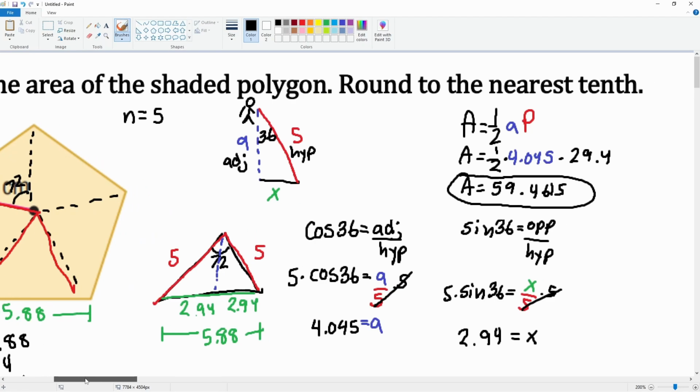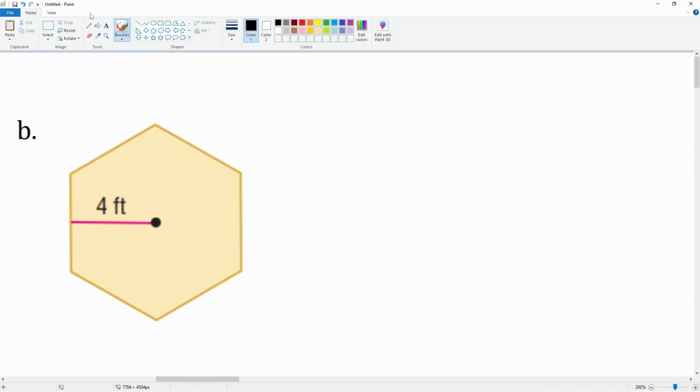All right, let's do B. Here we actually have the apothem. We just need to find the perimeter, because the area formula is 1/2 the apothem times the perimeter. I have the apothem already, I just have to find the perimeter. First, I need to know the sides. It's best to just break this up into individual triangles.